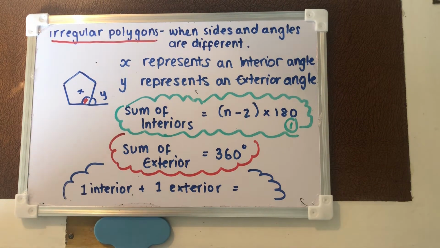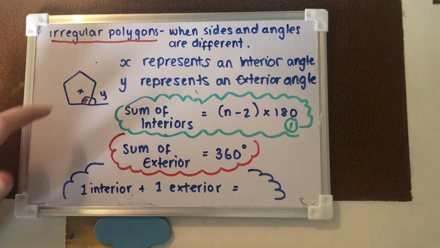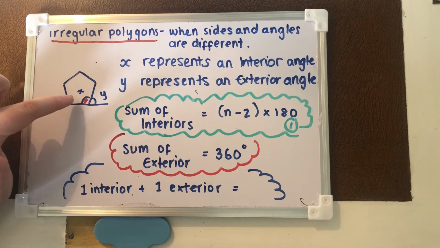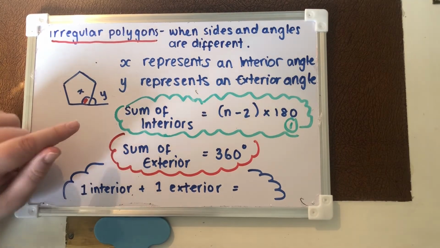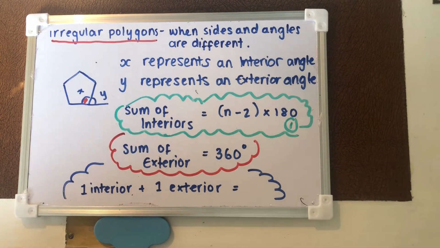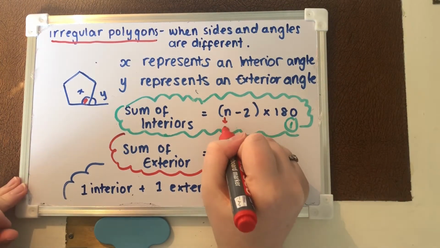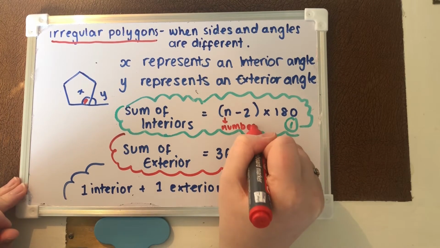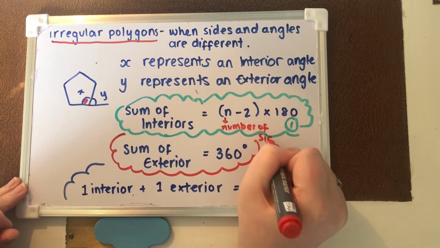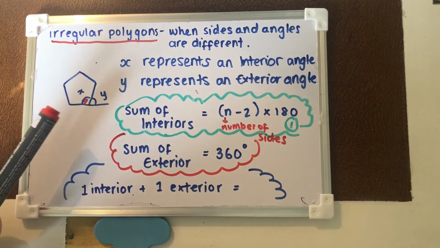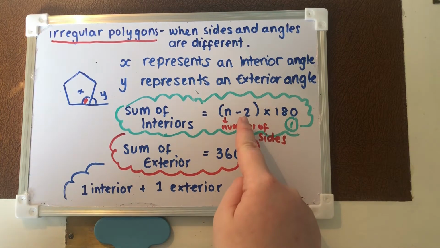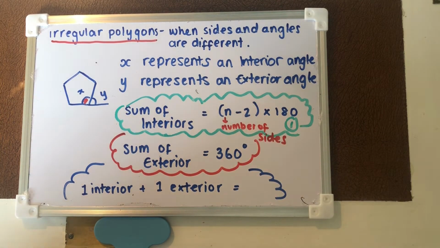So these are a couple of rules that you need to remember. Number 1 is the sum of the interior. Sum of interior means all the angles. So for this one, you'd have these 5 angles inside the shape. To work out the sum, you would do n take away 2 times by 180. Now n represents the number of sides. So our pentagon's got 5 sides. So we do 5, take away 2, work out what that is, and then we times that by 180.